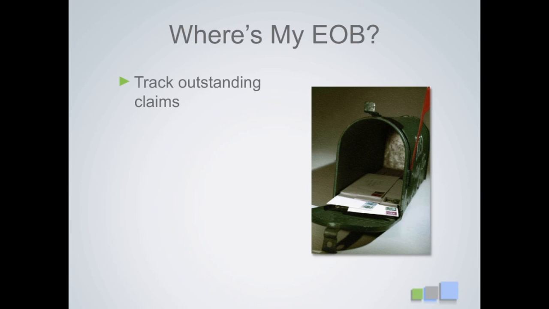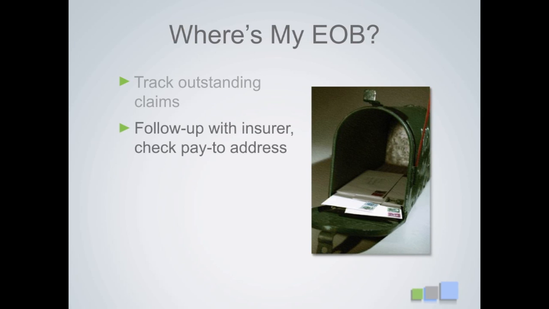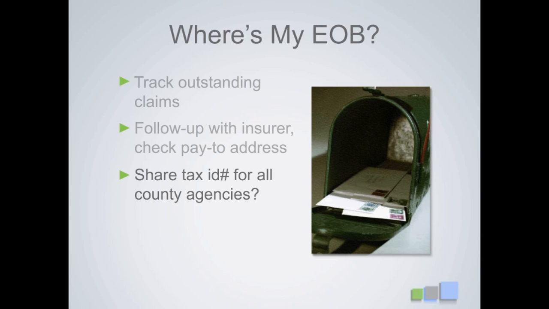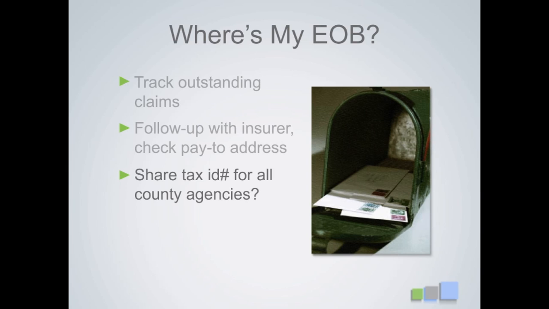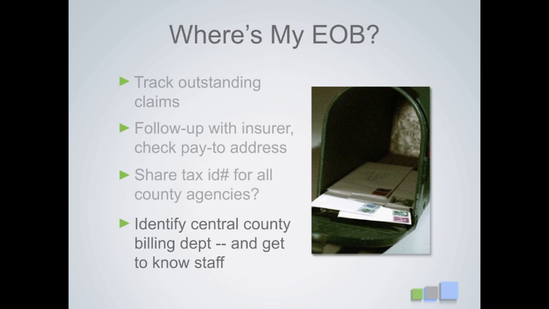If you track when you expect to receive payments from the insurer, you'll notice if your EOB is missing. If it's been 30 to 45 business days, check the status of the claim with the insurer and the pay-to address they are using. If your county has one tax ID number for all agencies, your payments could be misdirected. This may be another county agency's accounts receivable department, such as the county hospital. It's a good idea to get to know the accounts receivable staff at your county's central depot, as they may be receiving some of the mail you're expecting.